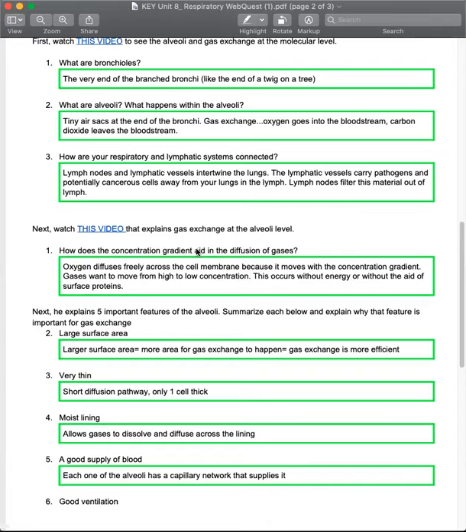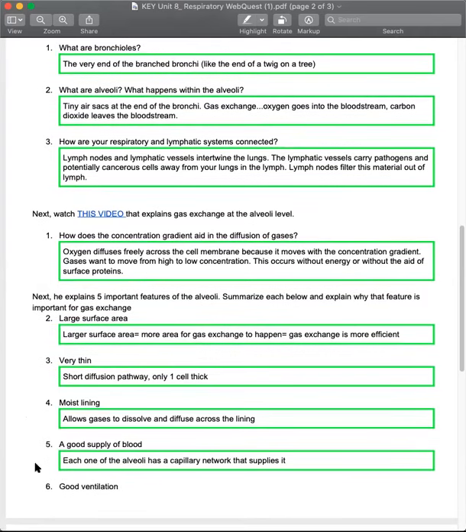So that concentration gradient really aids in the diffusion of gases. And then these 5 right here are going to be important for your summative assessment, the 5 important features of the alveoli. Alveoli has a large surface area, so there's a lot of area for gas exchange to happen. This makes the gas exchange more efficient. They're very thin, so the gases, the oxygen and carbon dioxide, can diffuse very easily through the membrane.